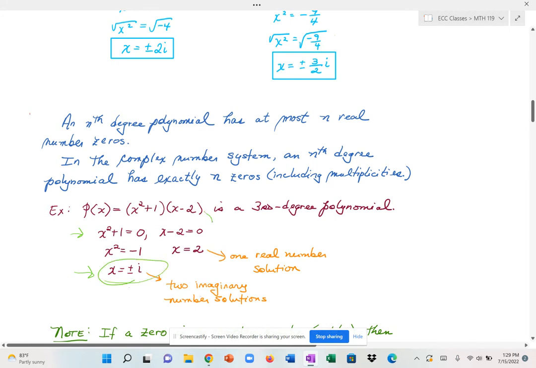When I take the second factor and set it equal to 0, I get 2. That is one real number solution. So in total, I have 3 zeros, 2 imaginary, 1 real, to match with the third degree polynomial.